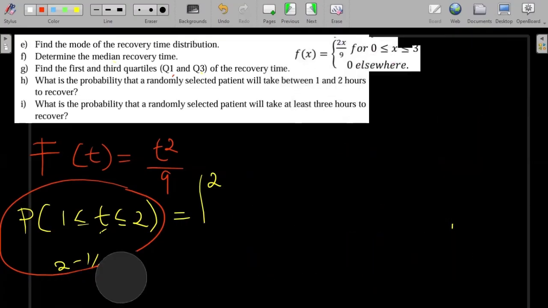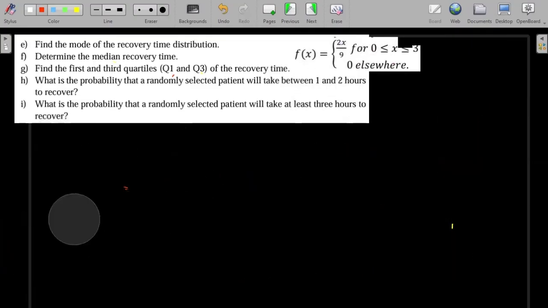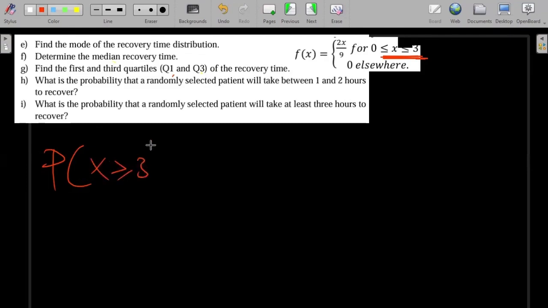All right, so let's look at the last question on this set of questions that we are solving. So we're now looking at I. So I, they're saying, what is the probability that a randomly selected patient would take at least 3 hours to recover? So at least means 3 hours or more. Okay, but we see here from our interval here, the highest value we can go is 3. But here they are asking us to find the probability that x is greater than or equal to 3, because this is what it means to be at least.